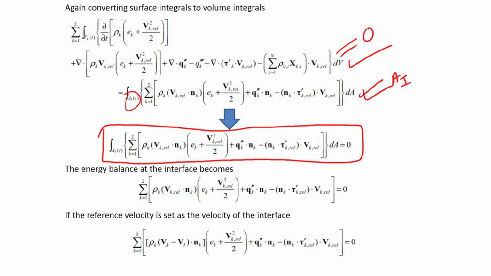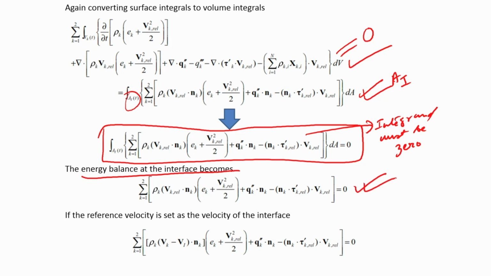So, the energy balance in that, because this is an integral form, the integrand has to be equal to 0, right, the integrand must be equal to 0. So, the energy balance at the interface becomes this. That is nothing but this term in the square bracket that is equal to 0. What do these terms contain? One is the flux term across the surface, and the other one is the diffusion term, that is also across the interface, and then there is a work done term because of the stresses also at the interface, right.